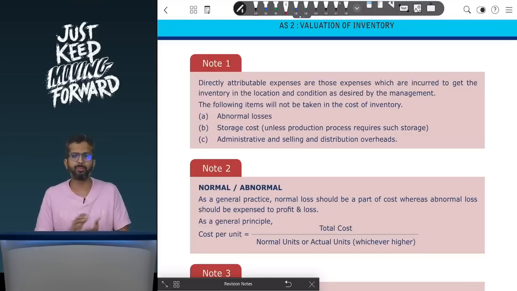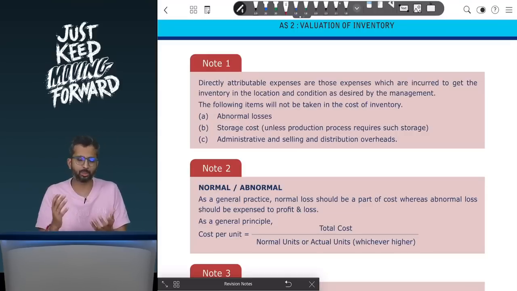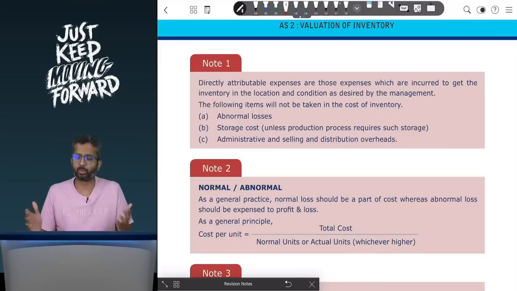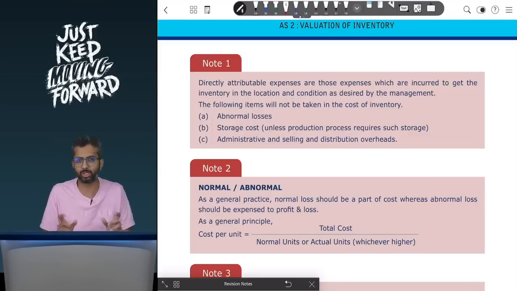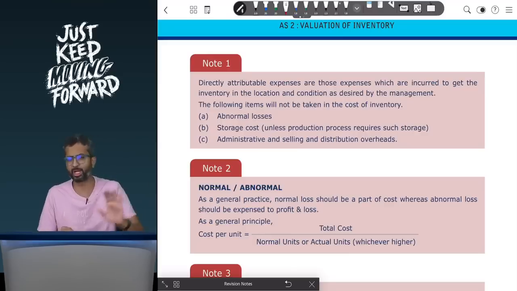Next, there is a very important concept where there is an interlinkage with costing regarding normal and abnormal loss as well as absorption. So when you look at normal loss, we said that normal loss should be a part of cost. How will that be a part of cost? Well, you will take your total cost and divide it, loosely speaking, by the normal units. However, if there's an abnormal loss, let's say you had ordered 100 units, normally you expect to receive 95, you got only 92, you will divide by the normal units, that is 95, and hence normal loss will automatically form a part of the cost. However, abnormal loss will be taken to the P&L.